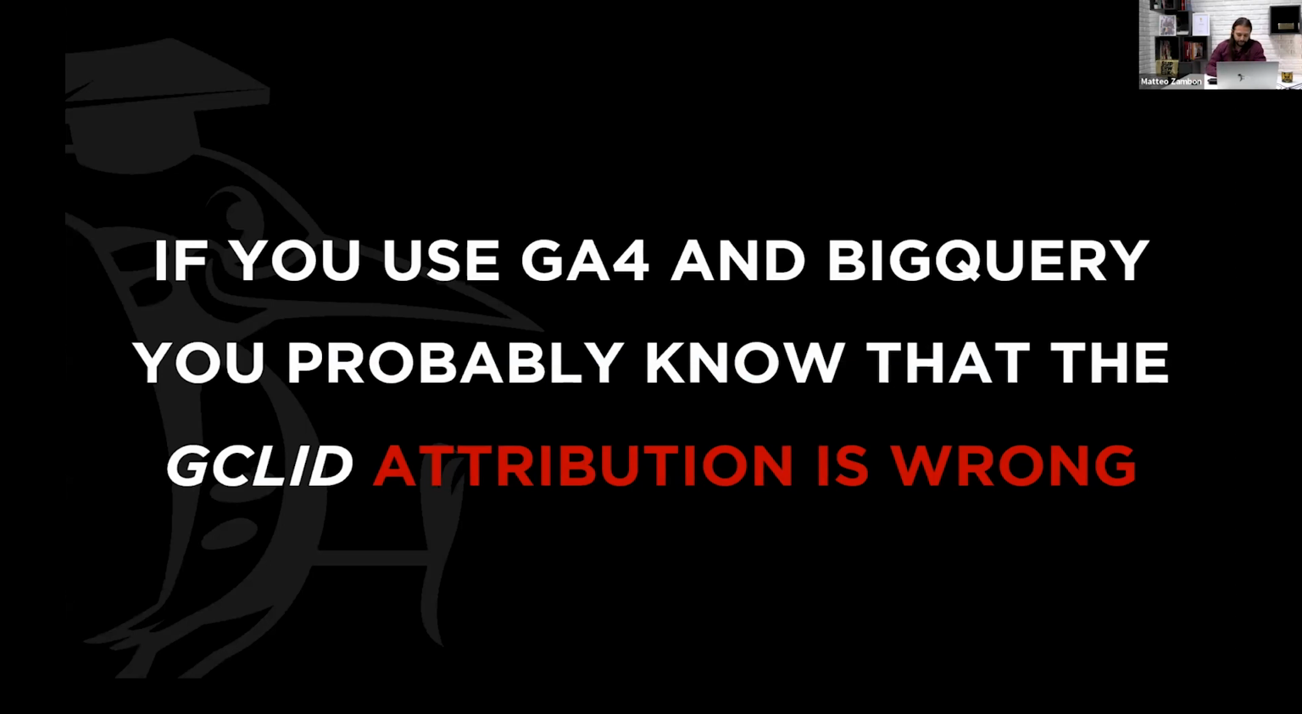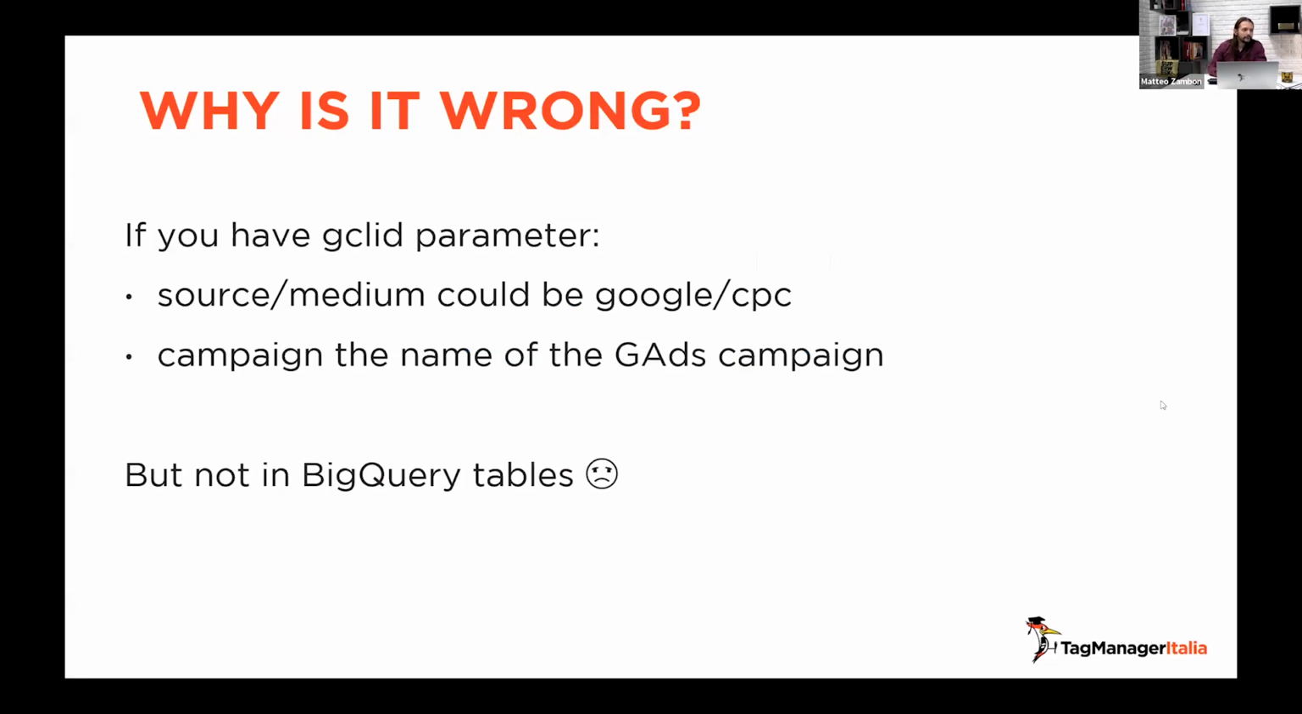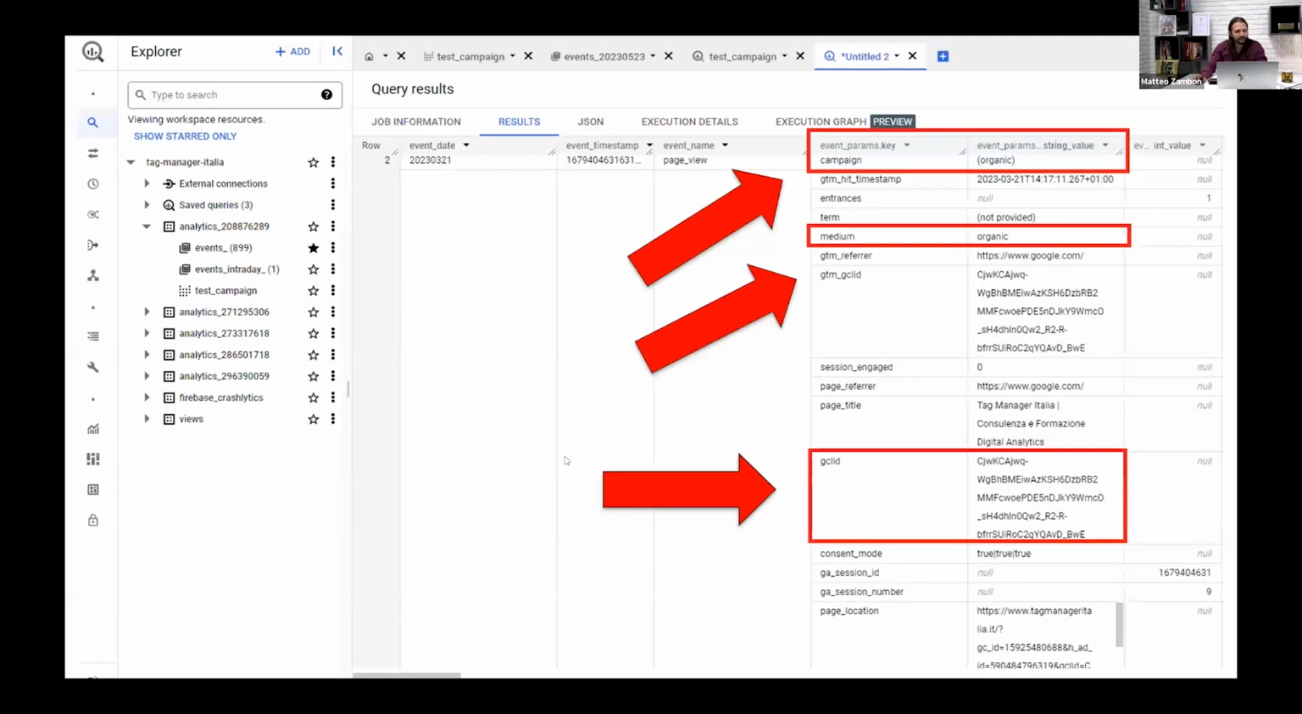And probably if you use GA4 and BigQuery, you probably know that the gclid attribution is wrong. So the problem is about source, medium, and campaign. In GA4 it's okay. It's not 100% accurate, but in GA4 there is campaign and there is Google CPC attribution, but there is a little problem in BigQuery because the campaign is organic, the medium is organic, but we have gclid information.